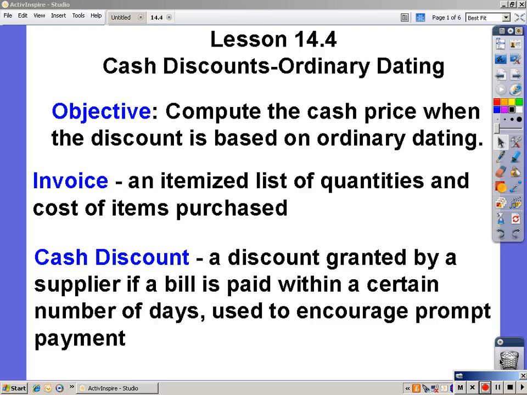Then we have our cash discount, which is a discount granted by a supplier if a bill is paid within a certain number of days, used to encourage prompt payment. All right? Go ahead and get that written. Press pause and resume play when you're ready. Okay, moving along.